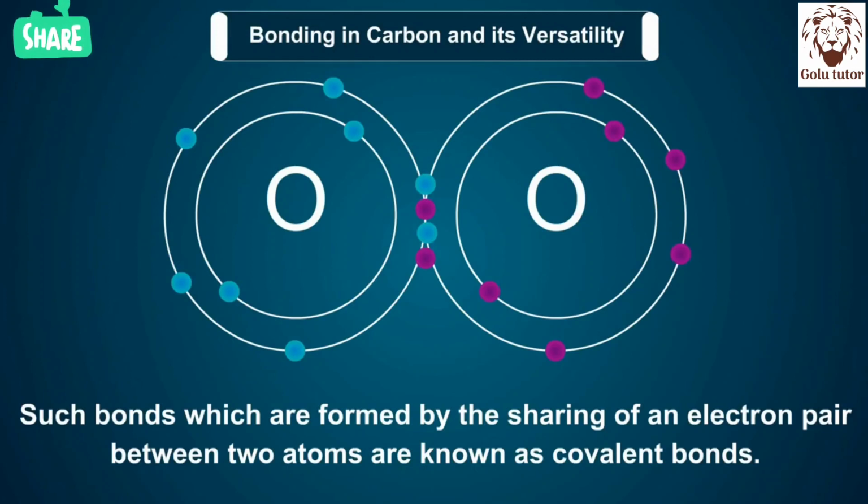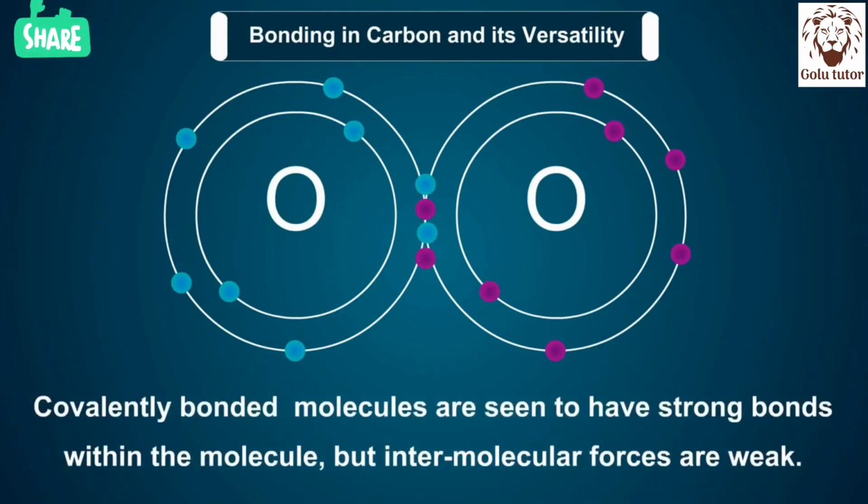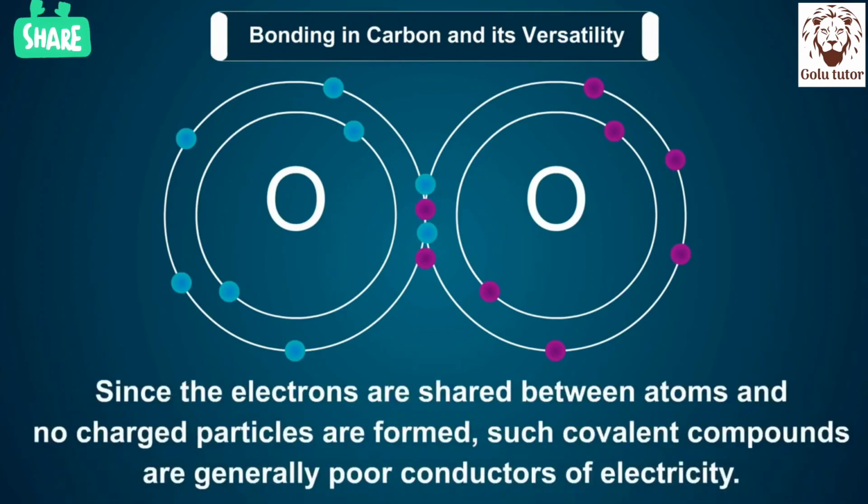Such bonds, which are formed by the sharing of an electron pair between 2 atoms, are known as covalent bonds. Covalently bonded molecules are seen to have strong bonds within the molecule, but intermolecular forces are weak. This gives rise to the low melting and boiling points of these compounds. Since the electrons are shared between atoms and no charged particles are formed, such covalent compounds are generally poor conductors of electricity.